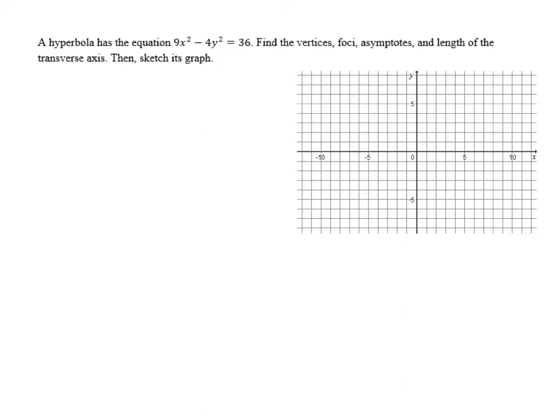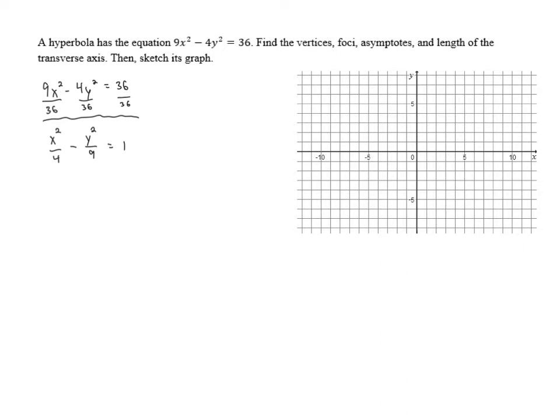So to get the graph, we first have to put this in standard form. And to do that, we know we want the constant term to be 1. So we're going to take both sides of the equation and divide them by 36. When we do that on the left, 9/36 reduces to 1/4, so we get x squared over 4, minus, and then 4/36 reduces to 1/9, so minus y squared over 9 equals 1.